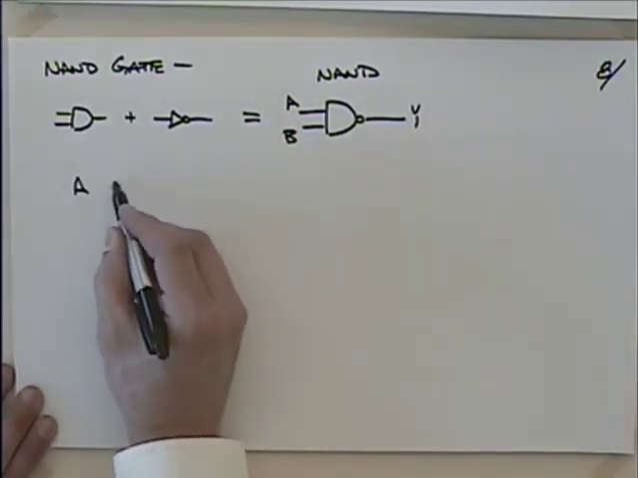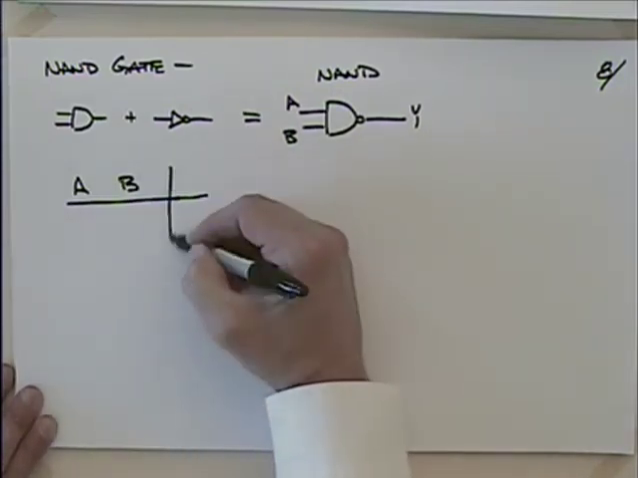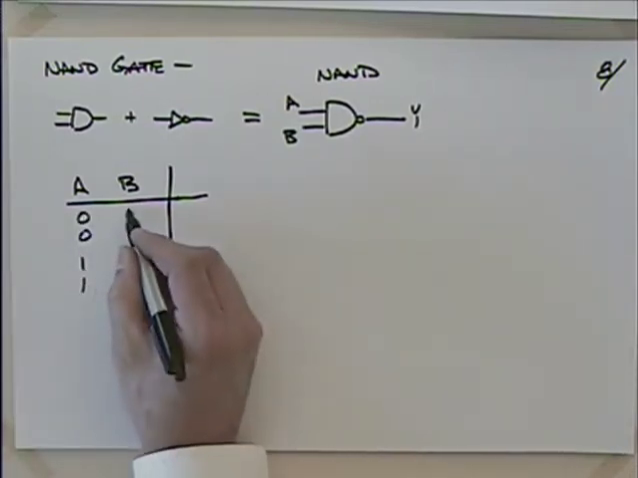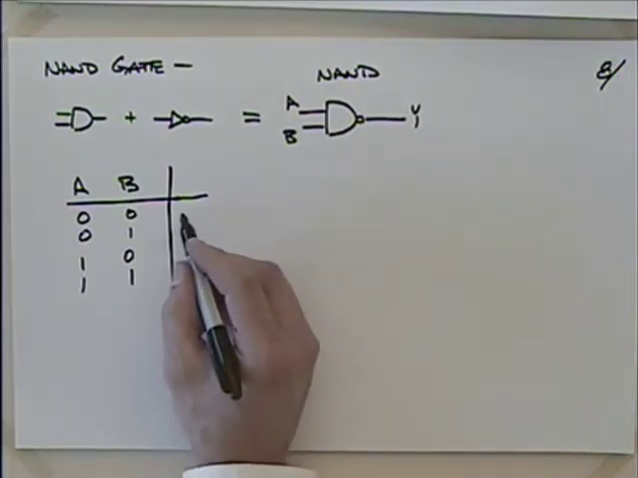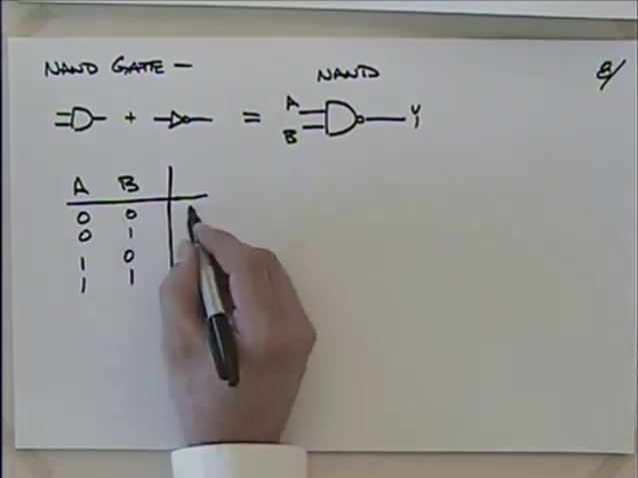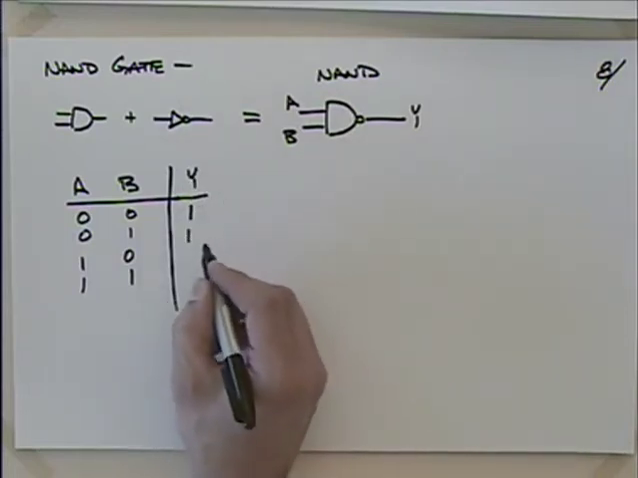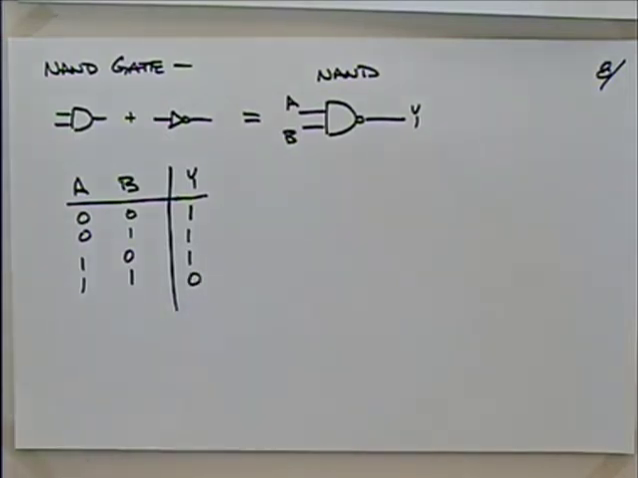you could say with A and B, so 0, 0, 1, 1, 0, 1, 0, 1. Normally with an AND this would be low, but because I've inverted it, it should be a high. This would then be a high, a 1. This would be a high, and this would be a low 0, wouldn't it? Okay.